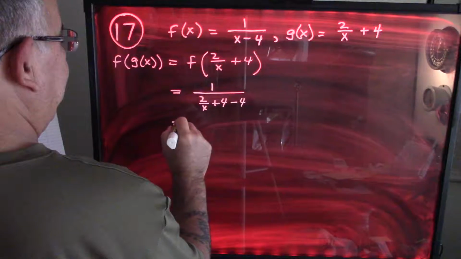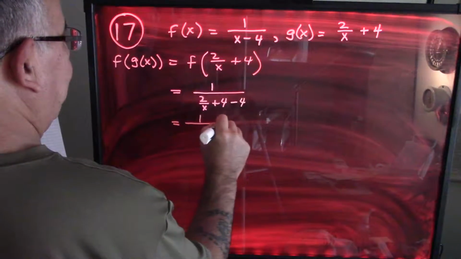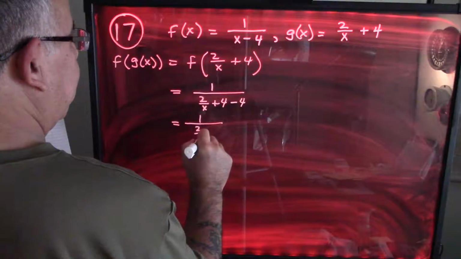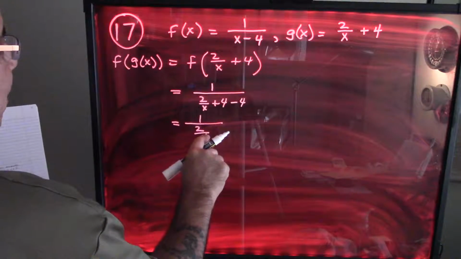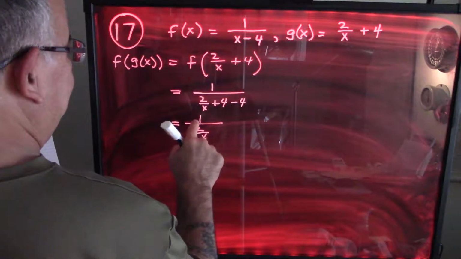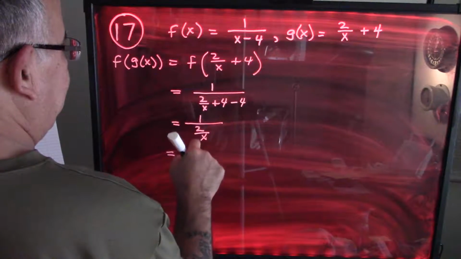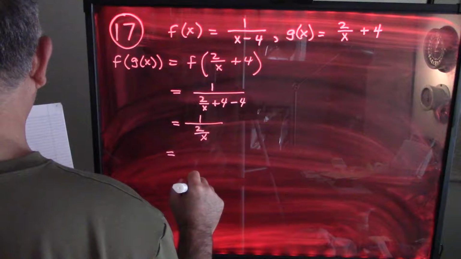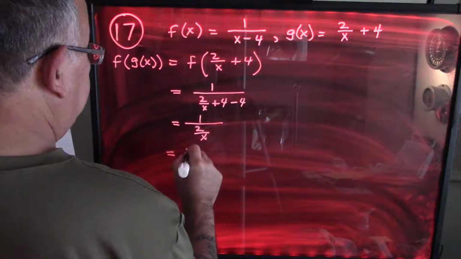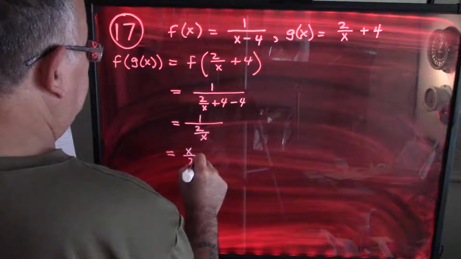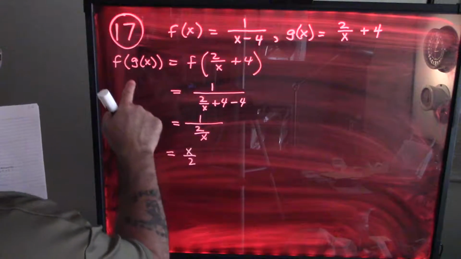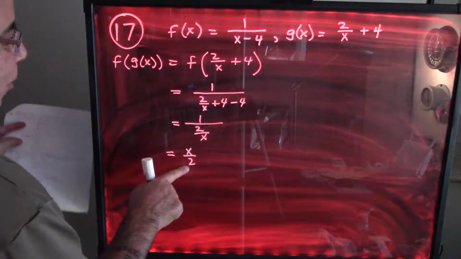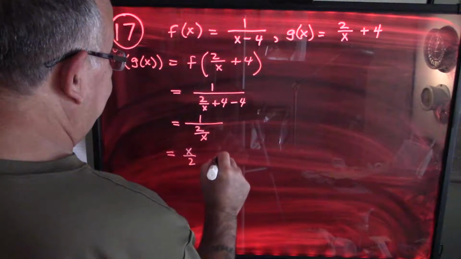So you can see what to do next. Pretty simply, you go 1 over 2 over x, and then the 4 minus 4 is 0. Now you have a complex fraction, so you flip the bottom one over and multiply by the top. The top is just 1, times x over 2. So it's just x over 2. I'm saying that f of g of x equals this, and I have to put a little proviso here: if x is not 0.